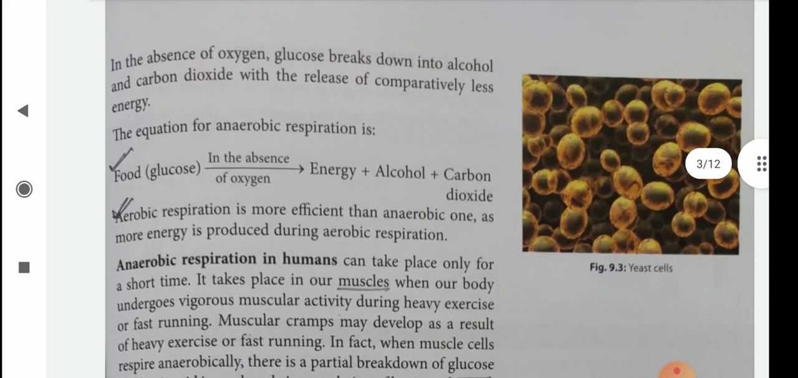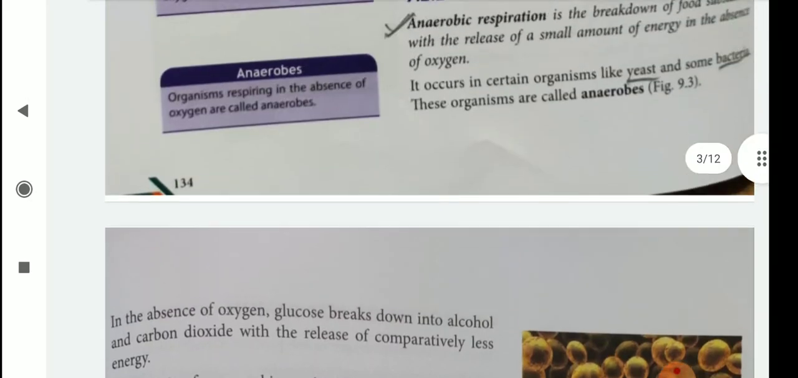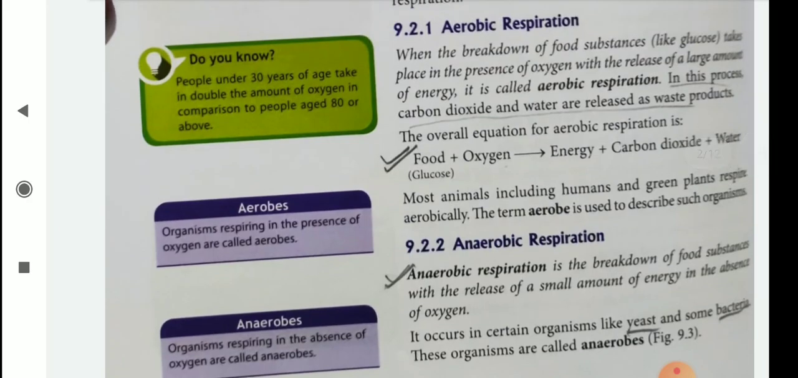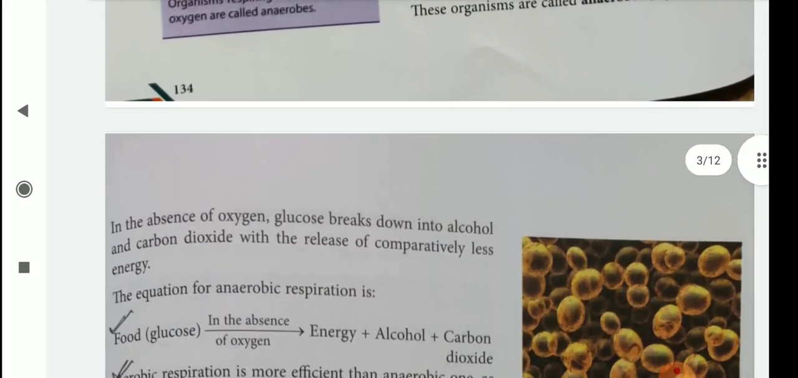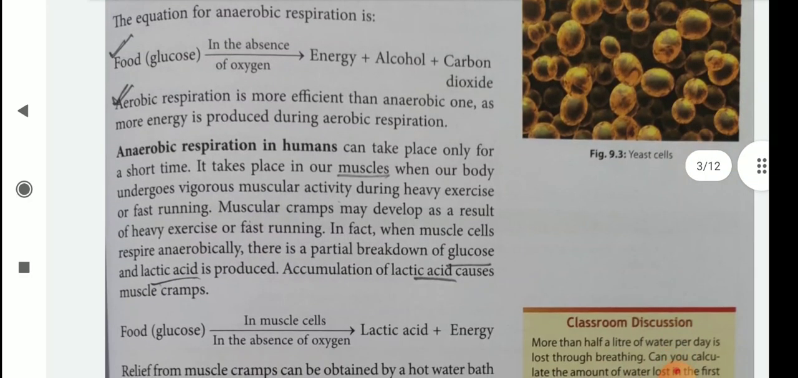In the absence of oxygen, glucose breaks down into alcohol and carbon dioxide with the release of comparatively less energy. The equation of anaerobic respiration is food, glucose, in the absence of oxygen, gives energy plus alcohol plus carbon dioxide. So children, you remember the equation of aerobic respiration and the equation of anaerobic respiration. Okay.